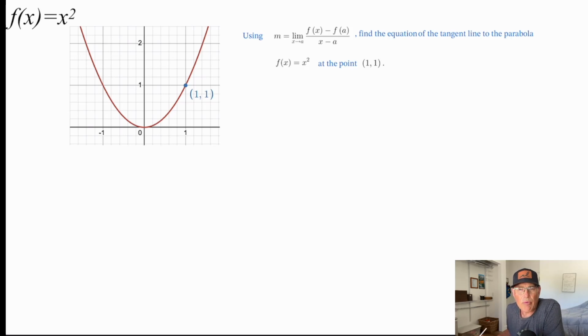In this example, we're going to find the equation of a tangent line to the parabola f of x equals x squared at the point 1, 1. And to do that, they want us to use this definition right here, which states the slope is equal to the limit as x goes to a of f of x minus f of a all over x minus a. So let me show you what that means.